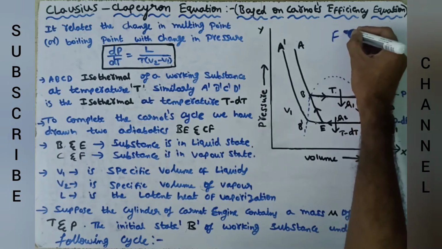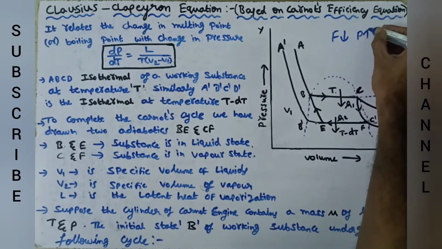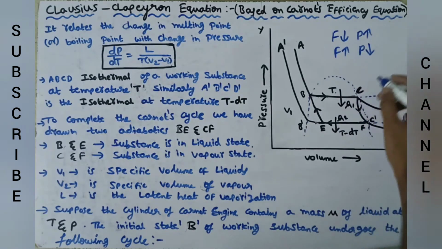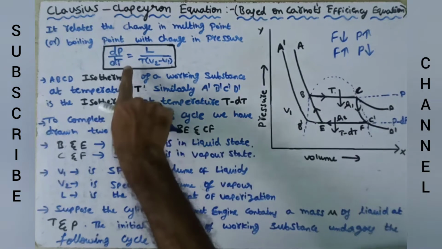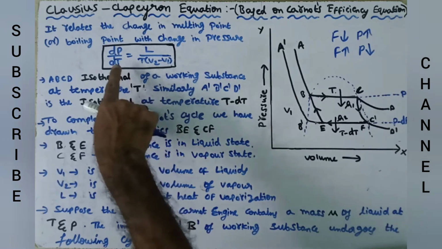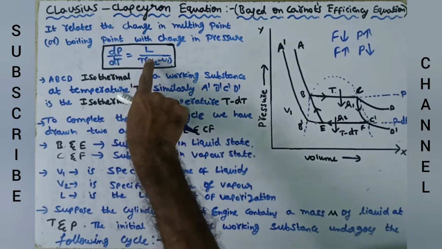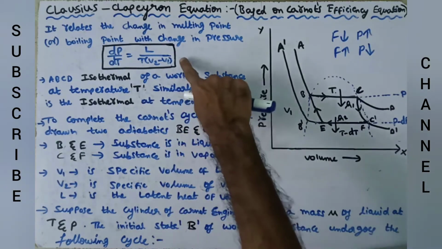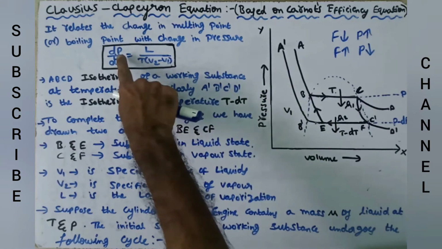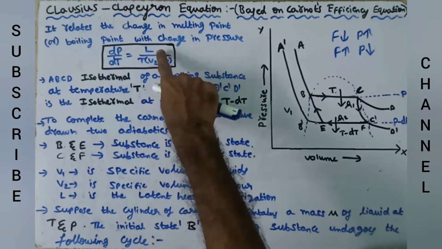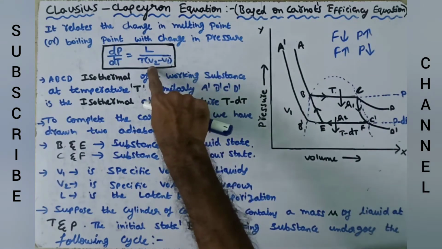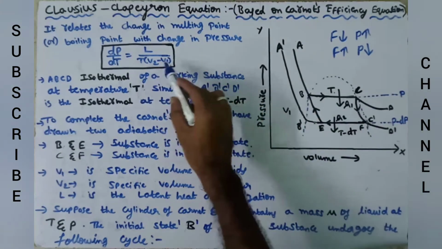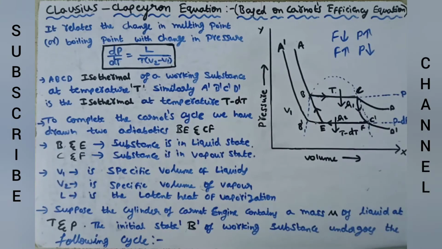Freezing point decreases when pressure increases. Freezing point increases when pressure decreases. Here, this is the Clausius-Clapeyron equation: dP by dT is equal to L by T into (V2 minus V1). We are going to derive this equation, where P is pressure, T is temperature, L is the latent heat of vaporization, V2 and V1 are the volumes of vapor and liquid states.